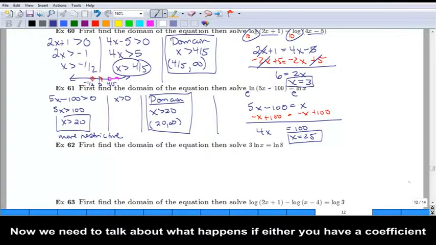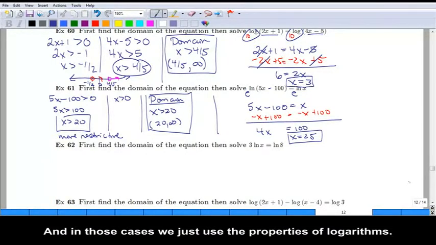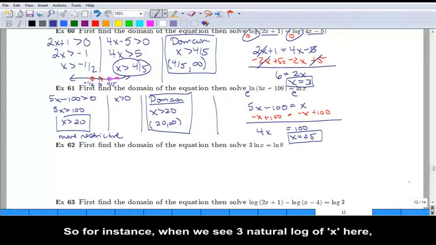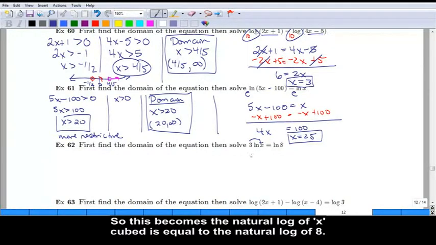Now we need to talk about what happens if either you have a coefficient on one of the terms or you have multiple logarithm terms on one side. And in those cases, we just use the properties of logarithms. So for instance, when we see 3 natural log of x here, then we are just raising that up, making that into our exponent here. So this becomes the natural log of x cubed is equal to the natural log of 8.